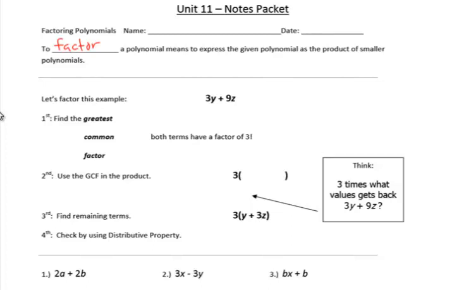Just as a reminder, before, when we were factoring numbers, we can write 6 as 1 times 6, or we could write it as 2 times 3. So 1 and 6 are factors, 2 and 3 are factors, because they multiply together to give you 6. The same thing holds true in polynomials.